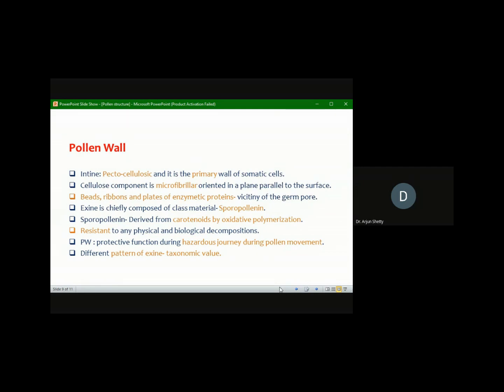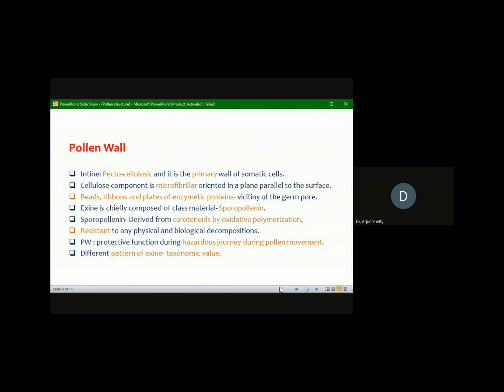Next, exine is chiefly composed of what is called a class material, sporopollenin. This sporopollenin is formed by the fusion or a complex structure from the substances released from the tapetum as well as pro-ubisch bodies. In most articles it is mentioned as a class material, because we have not yet clearly understood what sporopollenin is. This particular sporopollenin is derived from the carotenoids by oxidative polymerization.